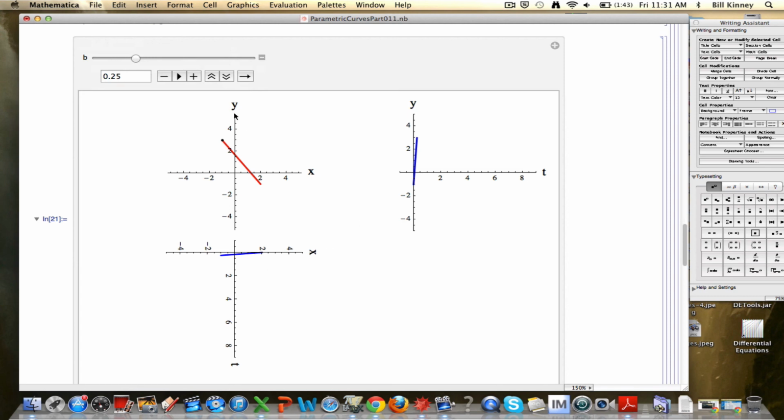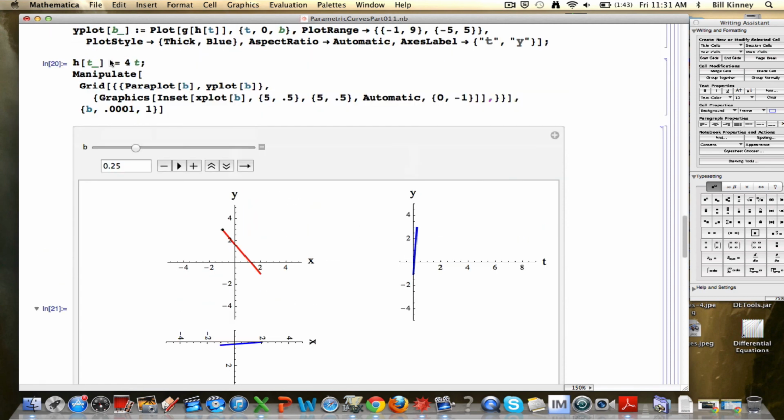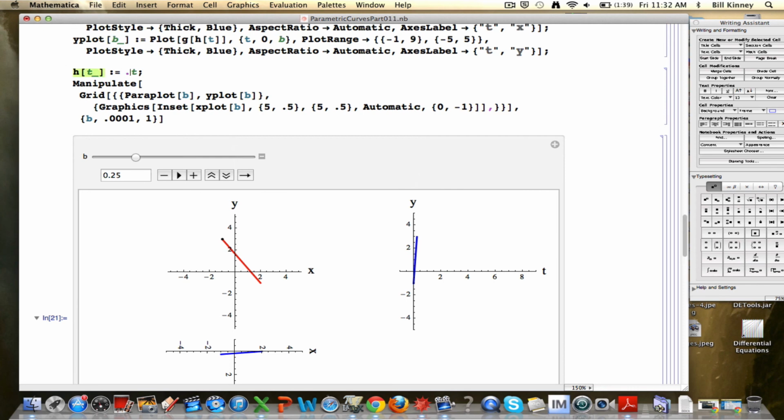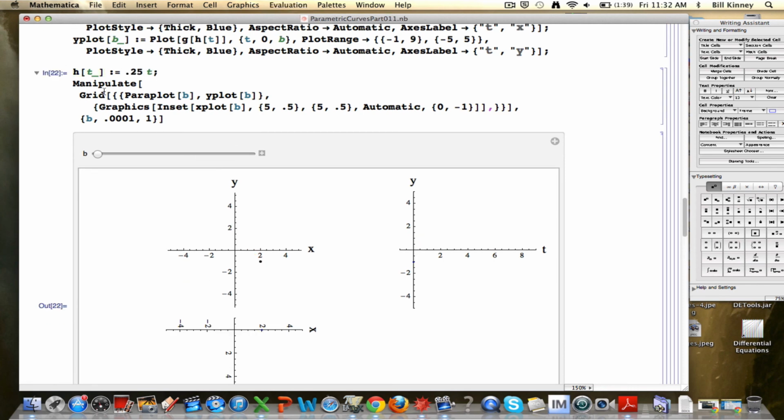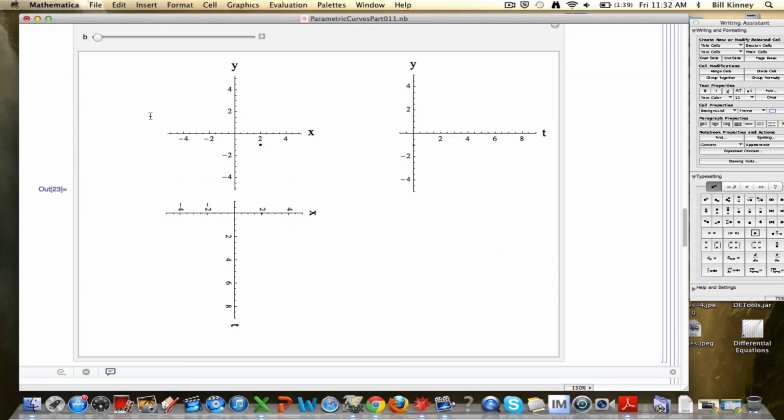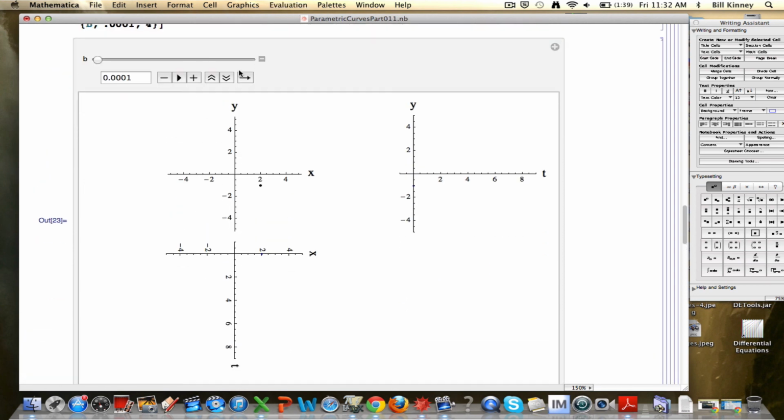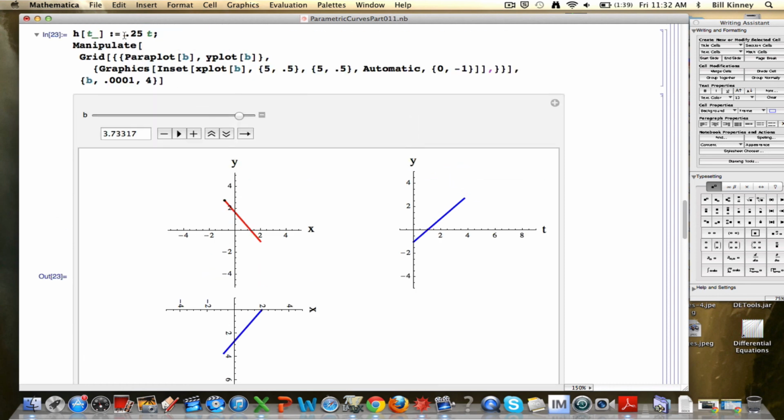Okay? If we went the other way and used a small number in front of t, like 0.25, and this is where I want to go back to 4, that's going to go 4 times slower than the original parametrization. And these graphs have a slope that's 4 times smaller in absolute value than the original graphs were with a t there.